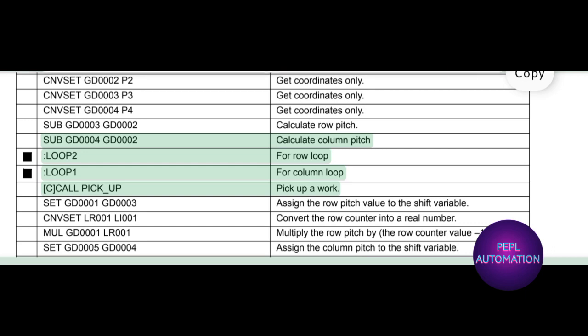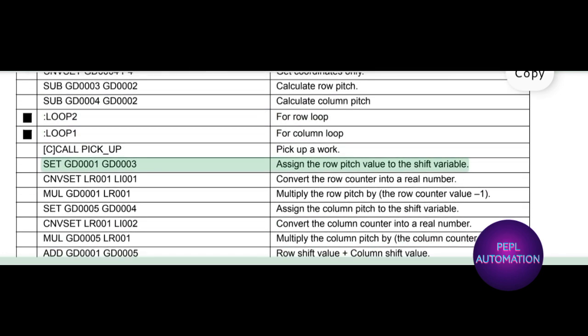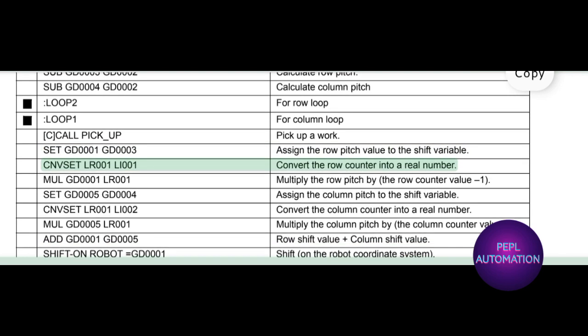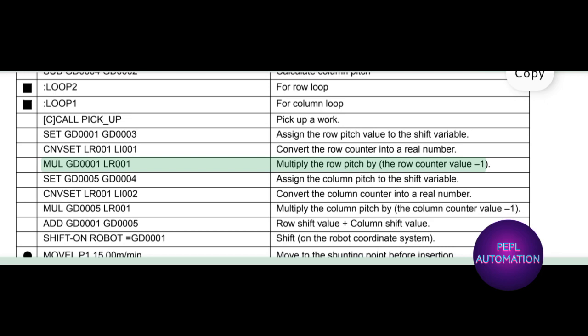CALL pick_up. Pick up a work. Set GD0001 GD0003. Assign the row pitch value to the shift variable. CNVSET LR001 LI001. Convert the row counter into a real number. Mul GD0001 LR001. Multiply the row pitch by the row counter value minus 1.